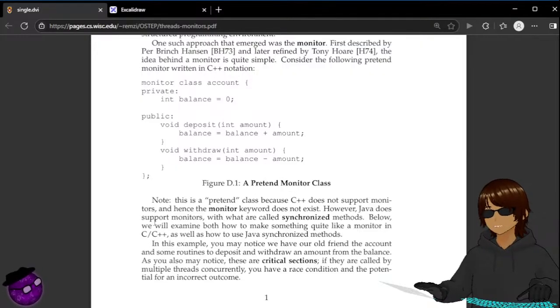However, Java does support monitors with what are called synchronized methods. Below we will examine how to make something quite like a monitor in both C and C++, as well as how you use Java synchronized methods.